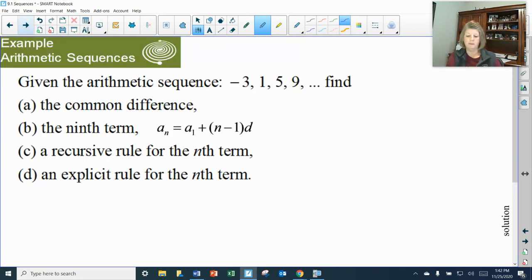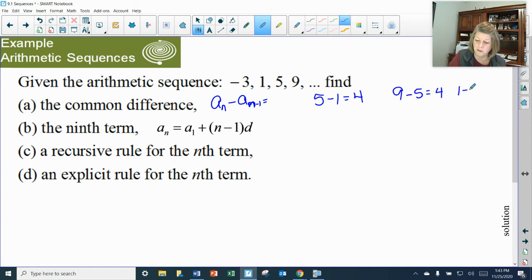Given the arithmetic sequence -3, 1, 5, 9, find the common difference. Well, I should be able to take the a sub n term minus the a sub n minus 1, the previous one, and get it. So I'm going to take 5 minus 1, that'd give me 4. I could take 9 minus 5, it gets me 4. They should always be 4, shouldn't they? 1 minus -3, 4. Okay, I'm liking the common difference is 4.